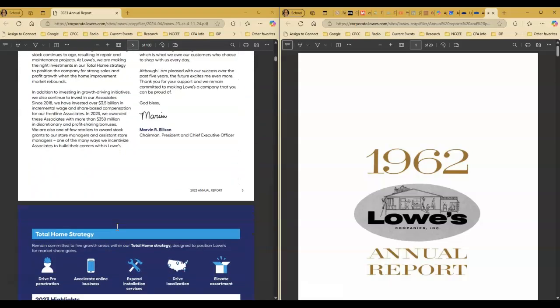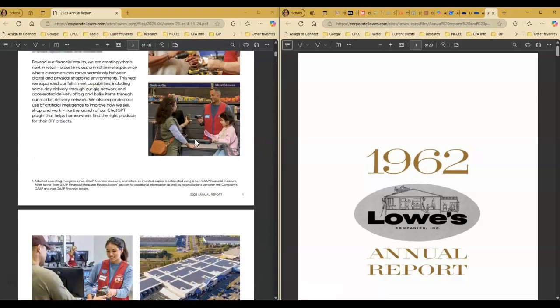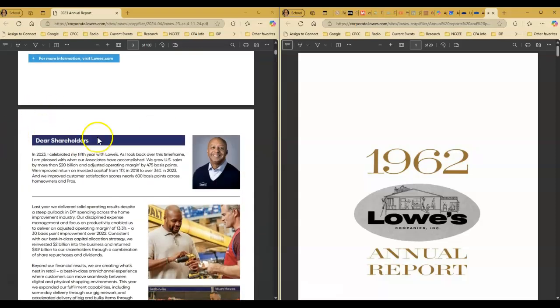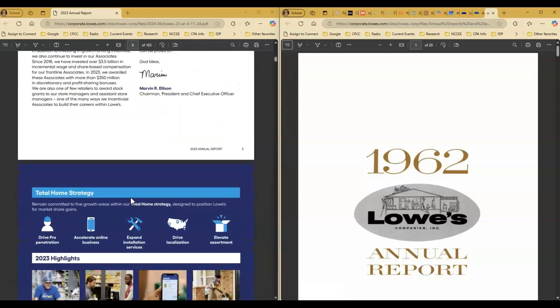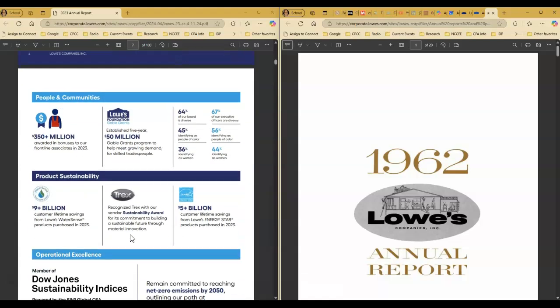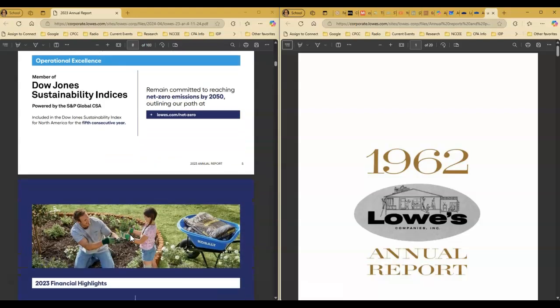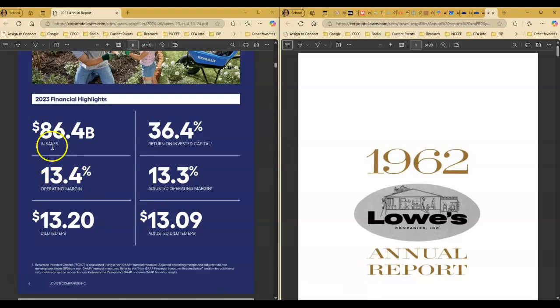Let's see. Keep rolling. And there is his letter to the investors and everybody, right? Dear shareholders. So his little letter is like 3 pages with some pictures. Okay. Total home strategy. So here's the 2023 highlights. So again, a lot of this is marketing materials. So little financial highlights. 86 billion in sales.